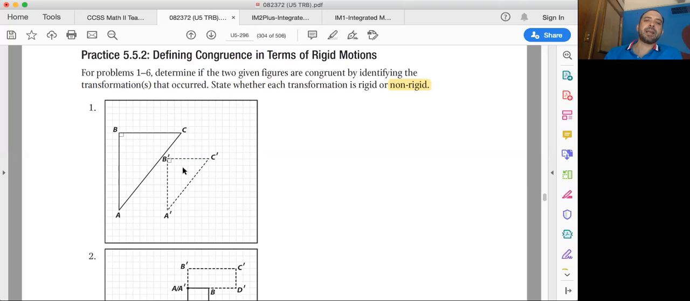So we cannot say that this is a rigid transformation. You know what? It looks as if it shrunk going towards this direction, which is kind of complex to think about. But all we're asked here is what kind of transformation it is, if it's rigid or non-rigid. In this case, it is non-rigid.